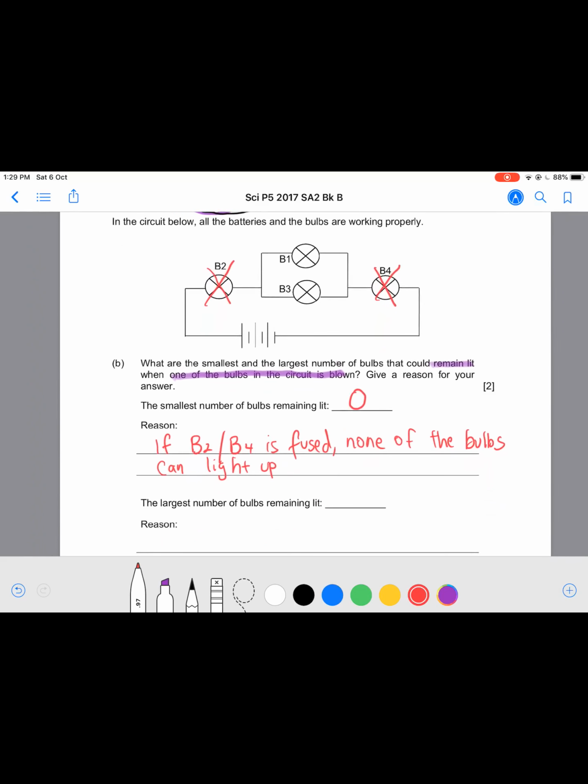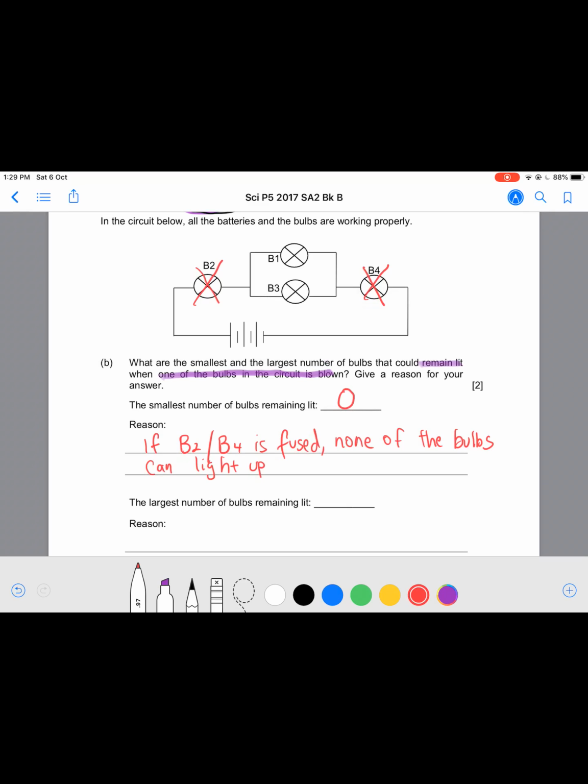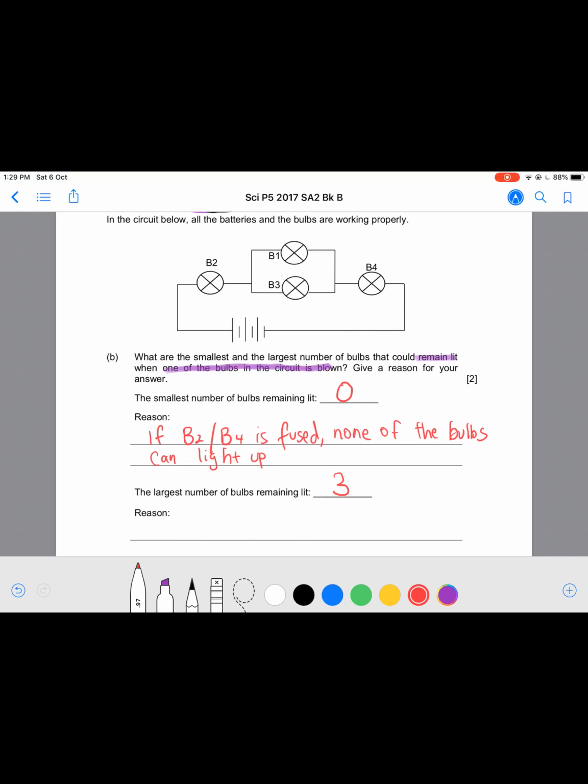Alright, okay, what about the largest number? So this is resetting the picture. The largest number that will remain lit can actually go up to 3, not 4. Alright, now let's see how. If I fuse, for example, B3, this one can still light up, right? Because the electrical current can still flow. This one can still light up, and this one can still light up.